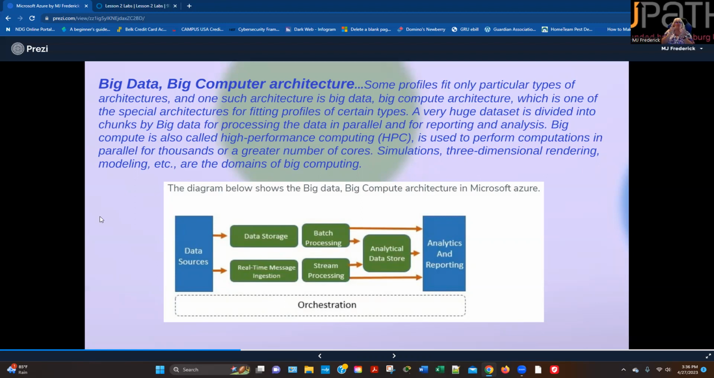It's also known, as you might have heard, as high performance computing, HPC. People have heard of big data, but they don't know what that means, so you might recognize high performance computing. We're talking hundreds of thousands of computations across a number of cores. You've got simulations to consider, which are vast and large, three-dimensional rendering, modeling, and so on. These are the domains of big computing.